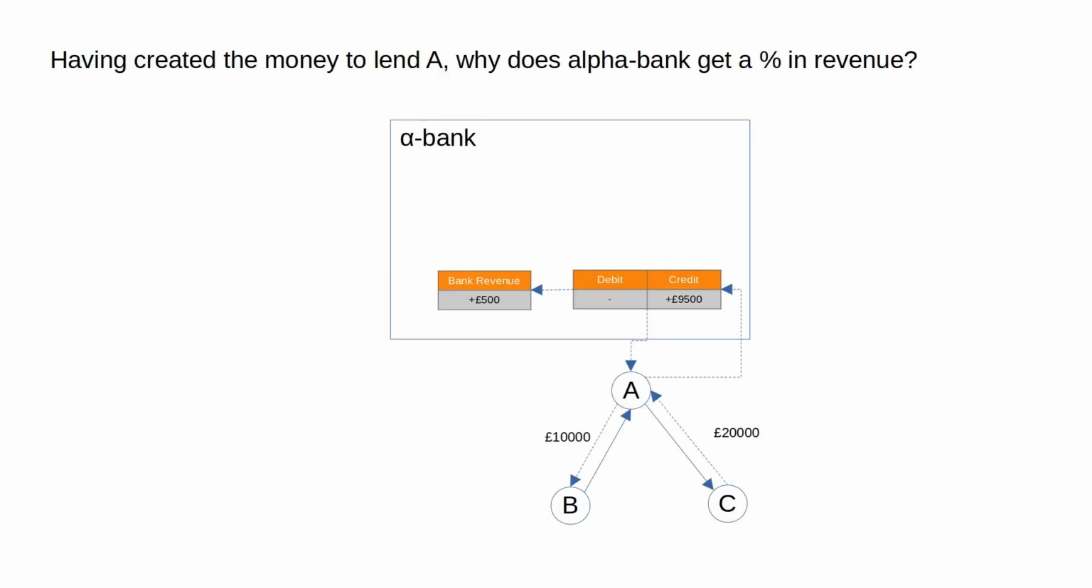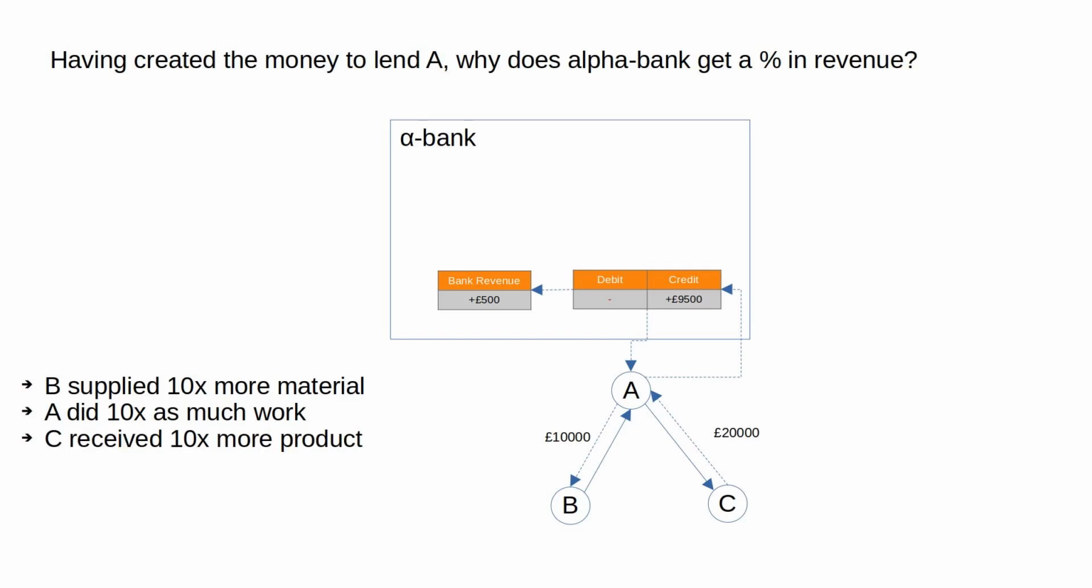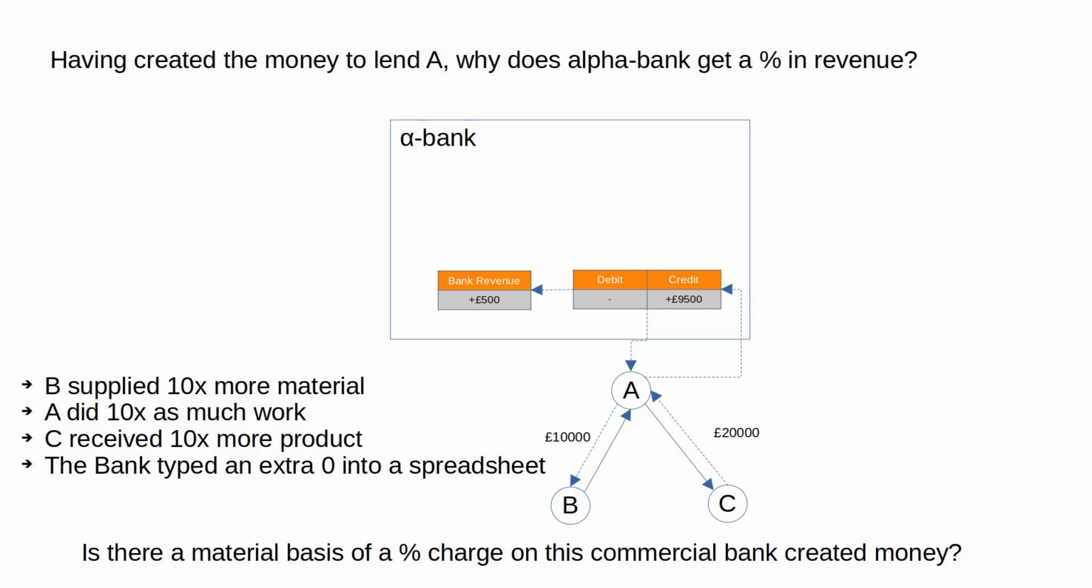This time, person B supplies 10 times as much raw material as before. Person A does 10 times as much work as before to create their product, and person C pays 10 times as much for the final product they receive. This all seems fair enough, but the bank also makes 10 times as much money, but since it is creating the money, all it has done is type an extra zero into a spreadsheet. 0.25 as much work compared to the £1,000 loan. How is this possible?